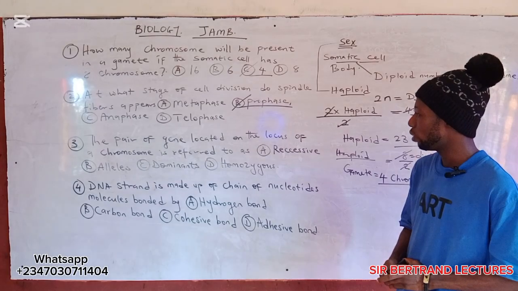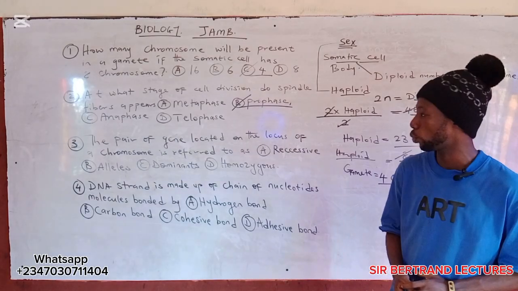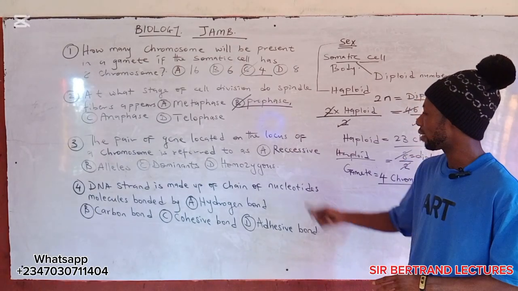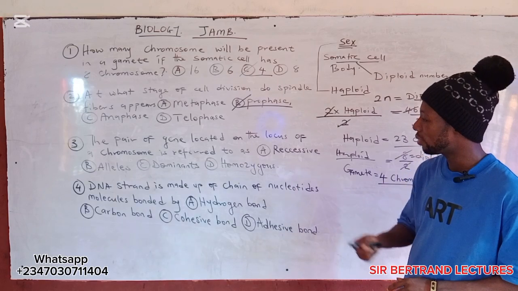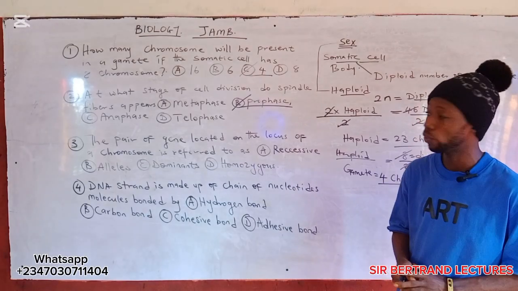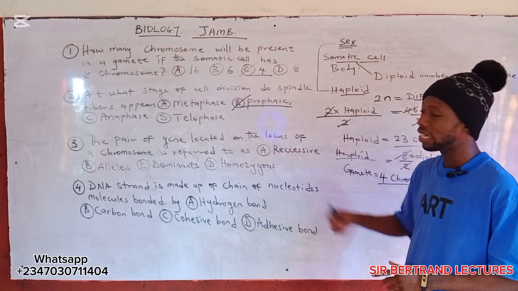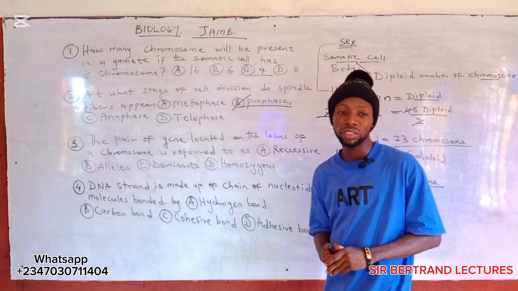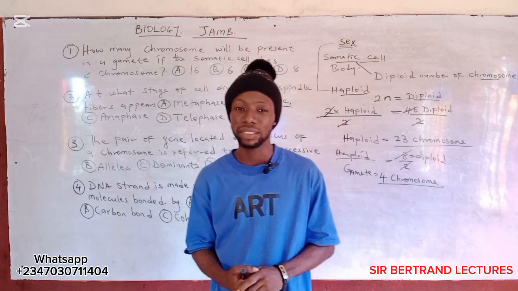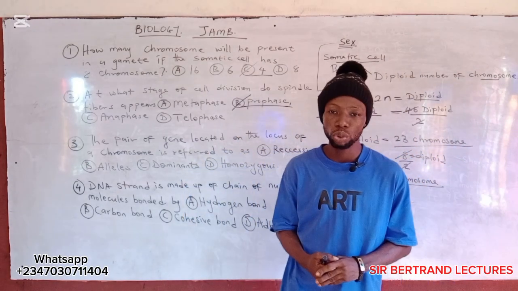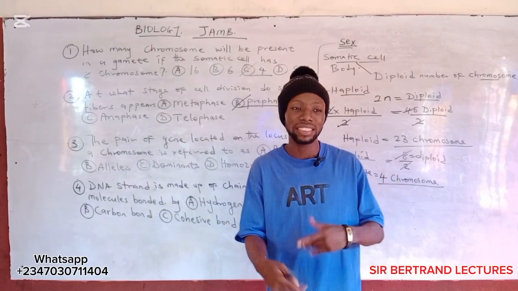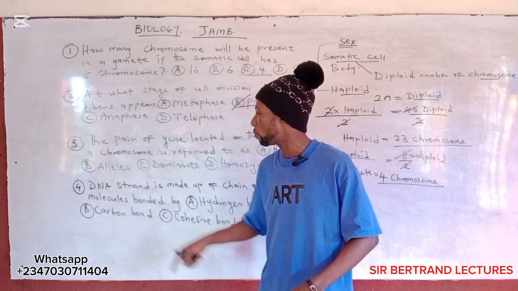The pair of genes located on the locus of a chromosome is referred to as recessive gene, alleles, dominant, and homozygous. Alright? Recessive gene, as explained, is the gene that did not express itself in the presence of another gene, which I told you that the gene is suppressed. That is why it cannot express itself.